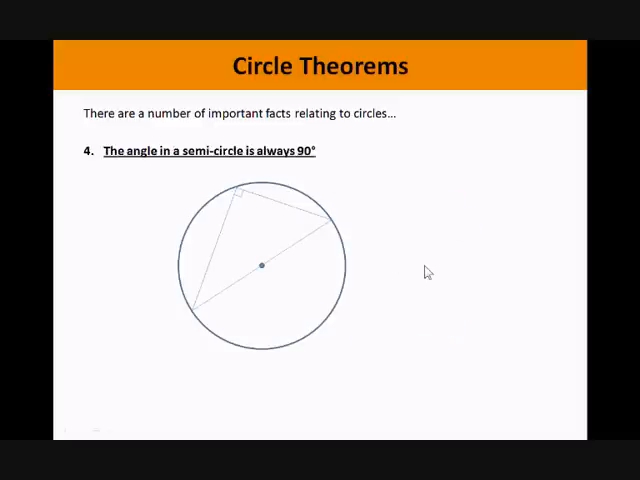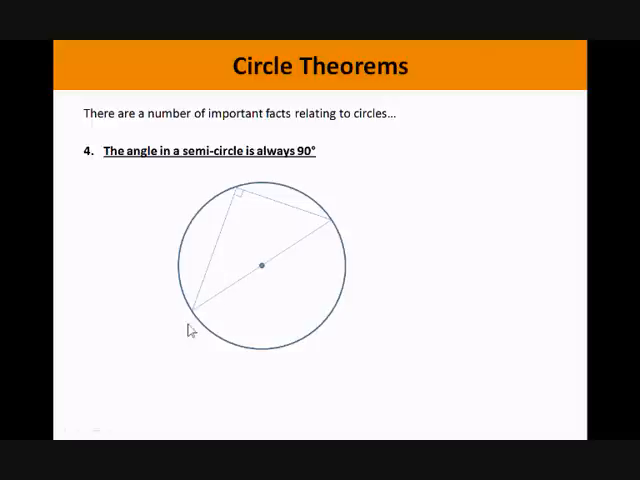Number 4, the angle in a semicircle is always 90 degrees. So again, we've basically got 2 points on the edge joining up to make an angle on the other side. But this time, the 2 points on the edge, if you join them up, they go through the center of the circle. So they cut the circle in half. So they cut the circle into 2 semicircles, in other words.